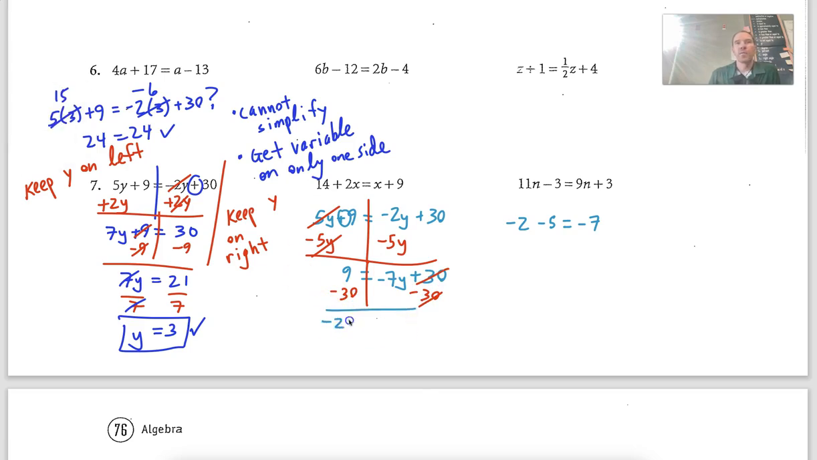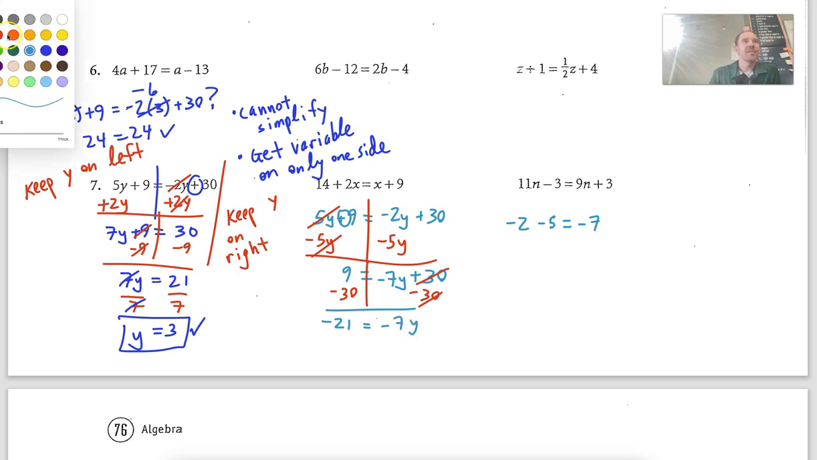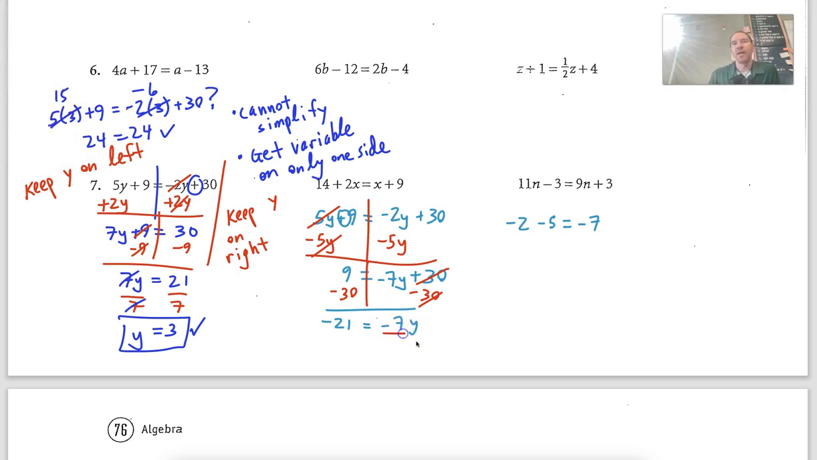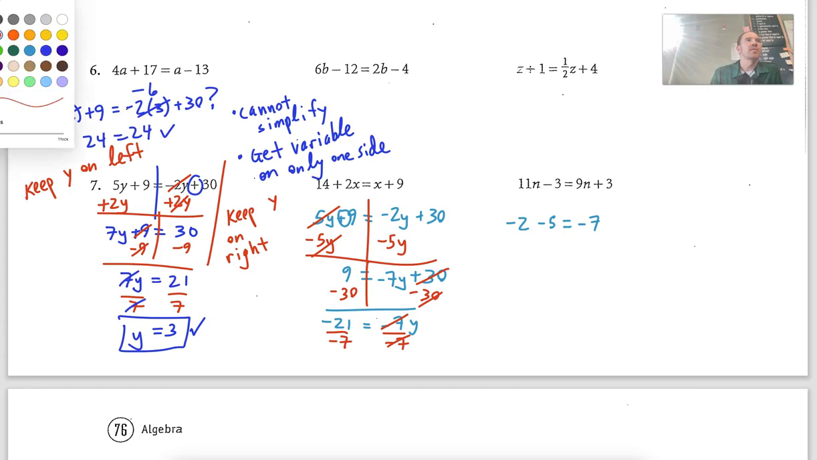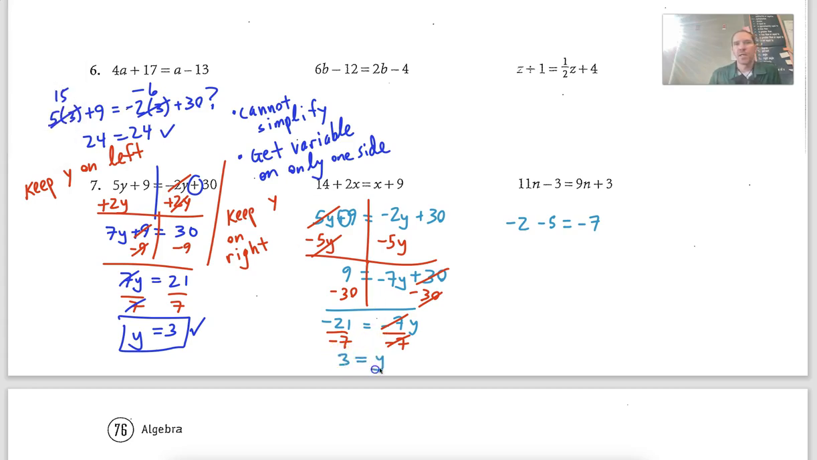We get negative 21 equals negative 7y, and I'm not going to add 7, I'm not going to divide by 7, I'm going to divide by a negative 7. Negative 21 divided by negative 7 gives us a positive 3. It's just that I got 3 equals y versus y equals 3, but it's the same value, and I don't care in the end, do you say y equals 3 or 3 equals y?